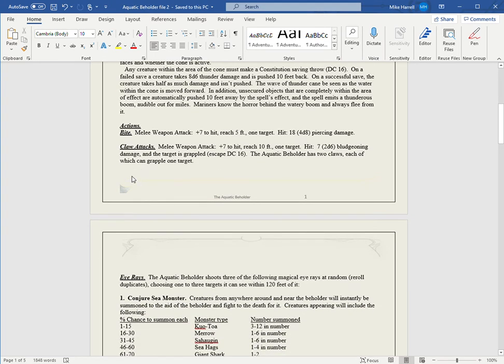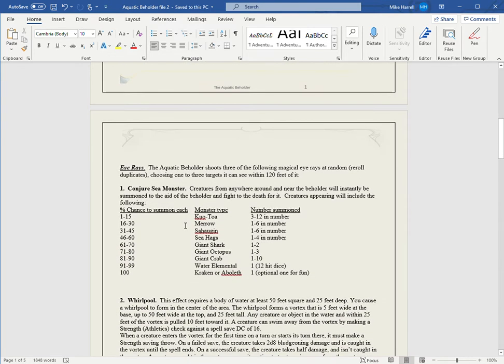And again, basically, it sacrificed 2 eyestalks for these claw attacks. So there you can see they do 2d6 bludgeoning damage if they hit. And again, the target can be grappled. They're going to need a DC 16 to escape that right there. And don't forget they have 2 claws, so they could grapple 2 individuals at once.